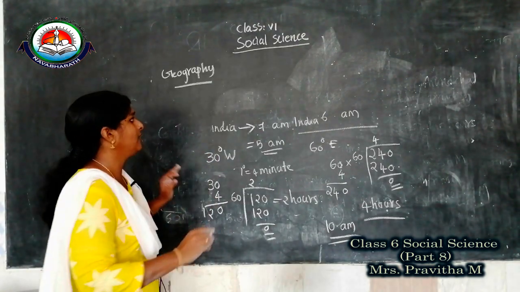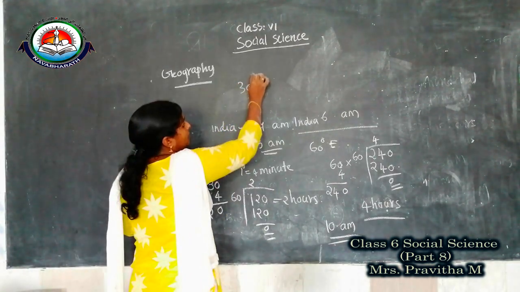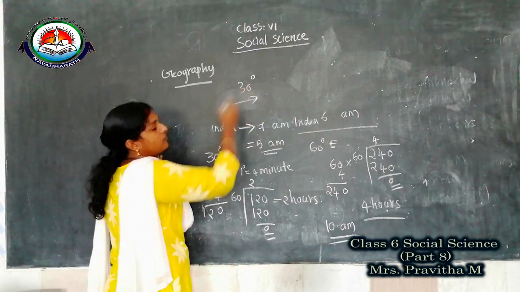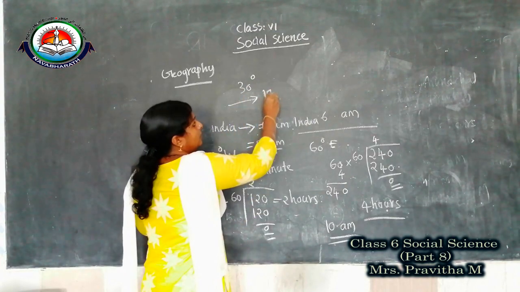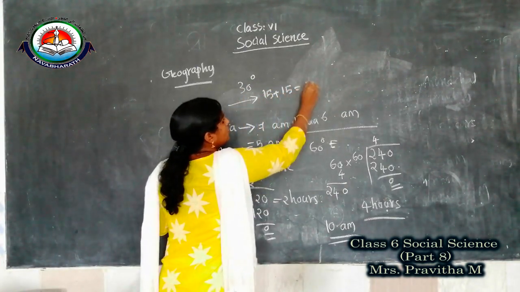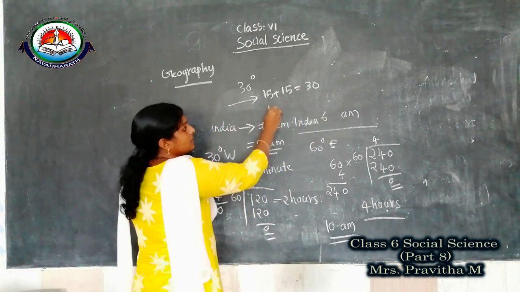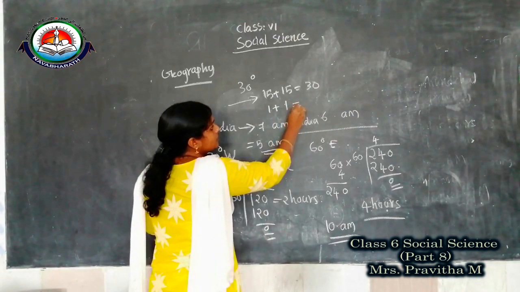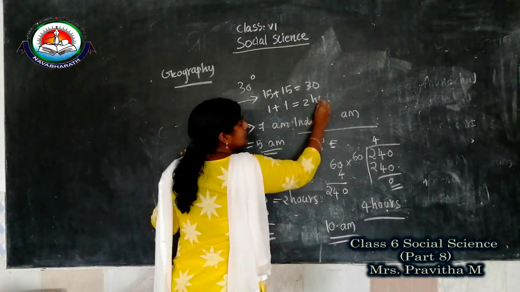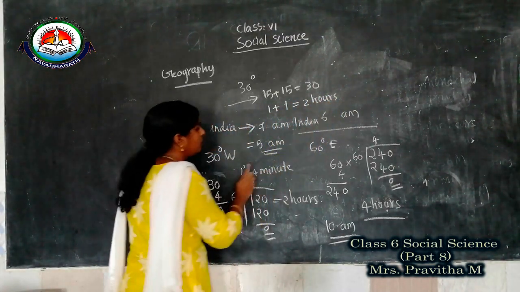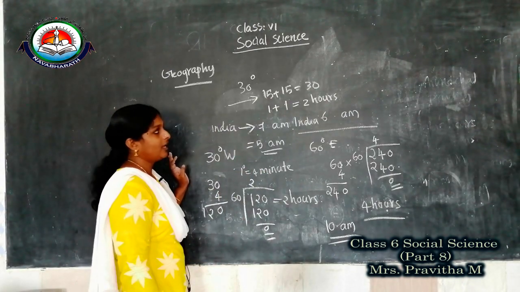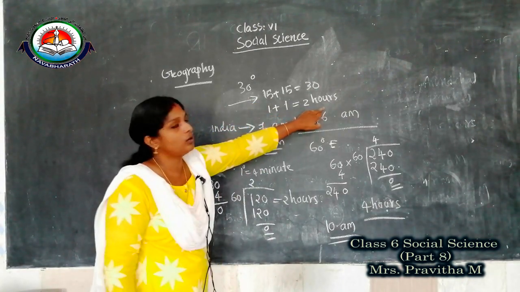In a simple way we can do 30 degrees. Just look at how many 15s are there. 15 plus 15 equal to 30. Each 15 means 1 hour. 1 hour plus 1 hour, 2 hours. We can do it by a simple method, but you must know this also. So we can understand, 2 hours.